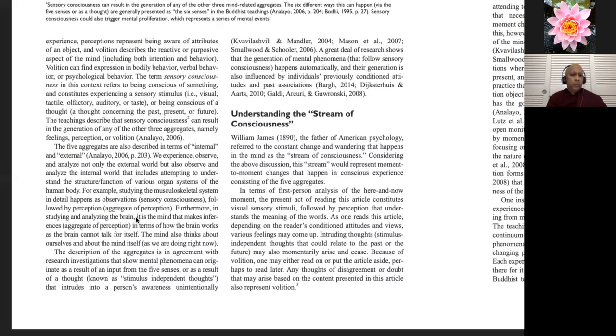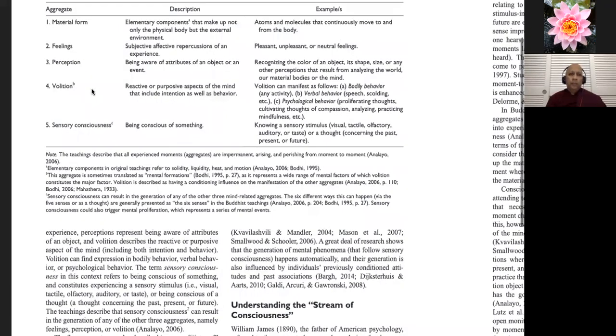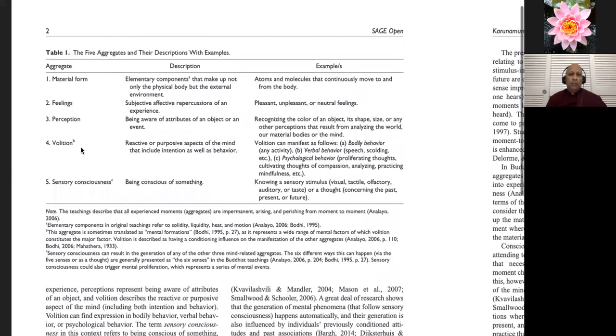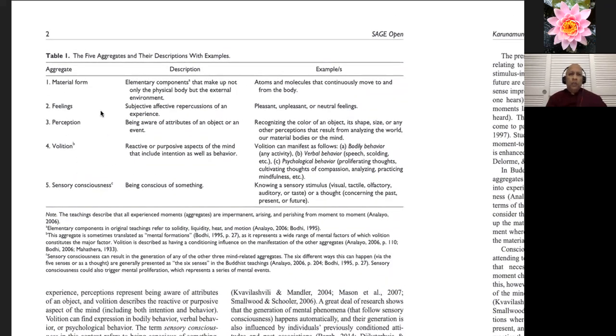So now, the point here is: is the aggregate of material form me or I? Is feeling me or I? Is perception me or I? Is volition me or I? Is sensory consciousness me or I? Is any one of these five aggregates me or I? No. All these five aggregates together is me, is I amness. I think I mentioned that in previous coursework.